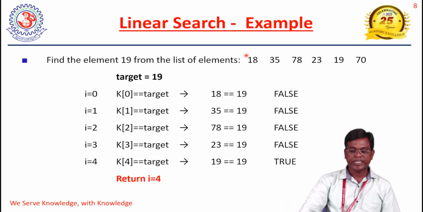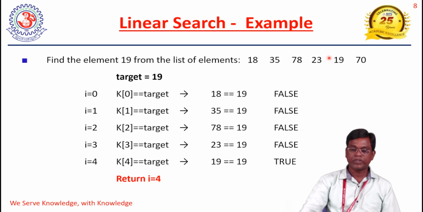K of 0 is 18 and the target element is 19, which is not equal, so it will return false. Next I will go to the next element, index position 1. That is 35, and it is again not equal to 19, so it will return false. Next we'll go with the next element, that is 78, k of 2. So 78 is compared with 19, again it is not equal, it will return false.